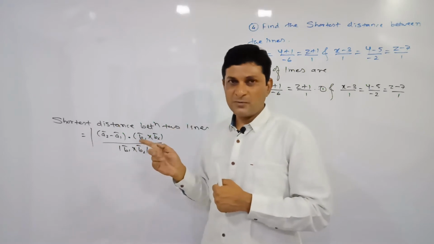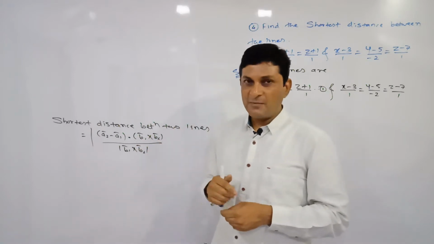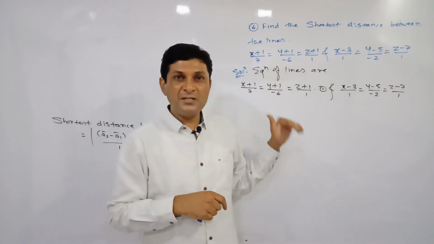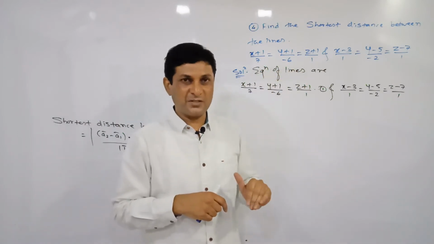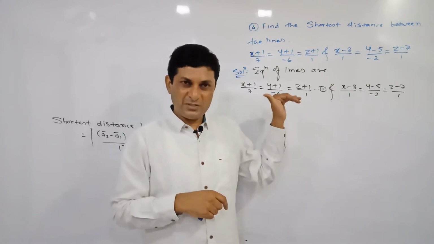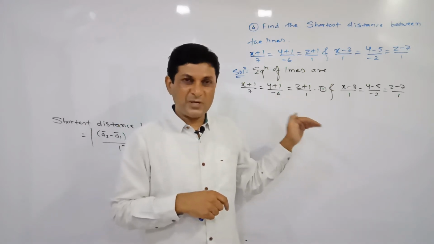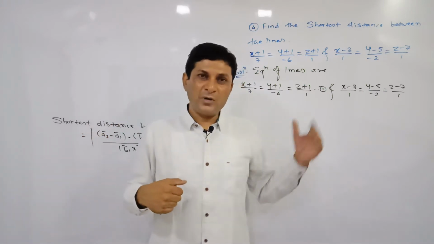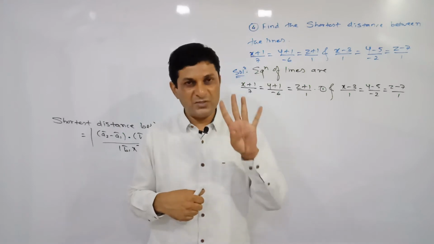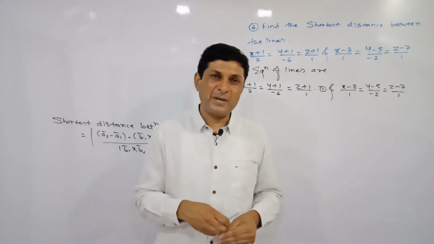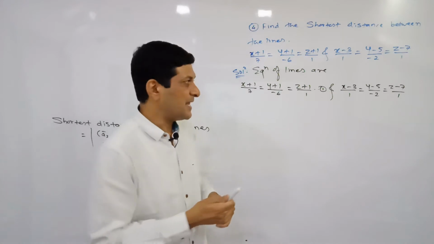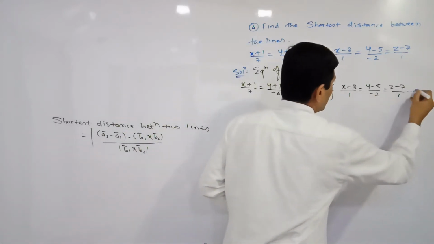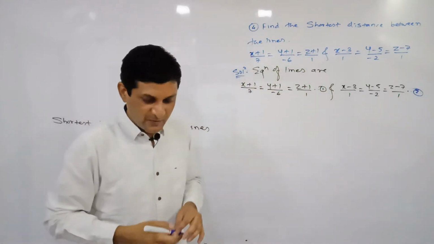This example is also similar to the last example, but in the last example the equations of both the lines were given in vector form, but here the equations are given in Cartesian form. So first, from the equations, which values are required? a1 bar, a2 bar, b1 bar, b2 bar. From these equations, first we will find these vectors, and later on we will apply this formula to find the distance between the lines. So observe the equations. The equation of the first line we denote by equation number 1, and the equation of the second line by equation number 2.